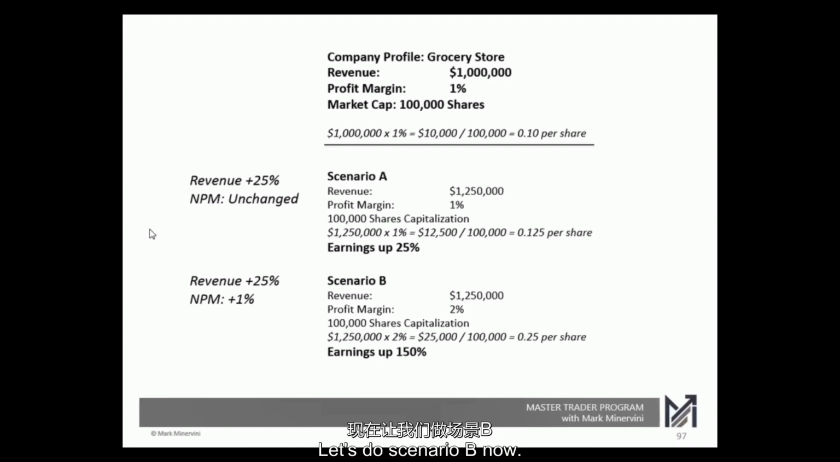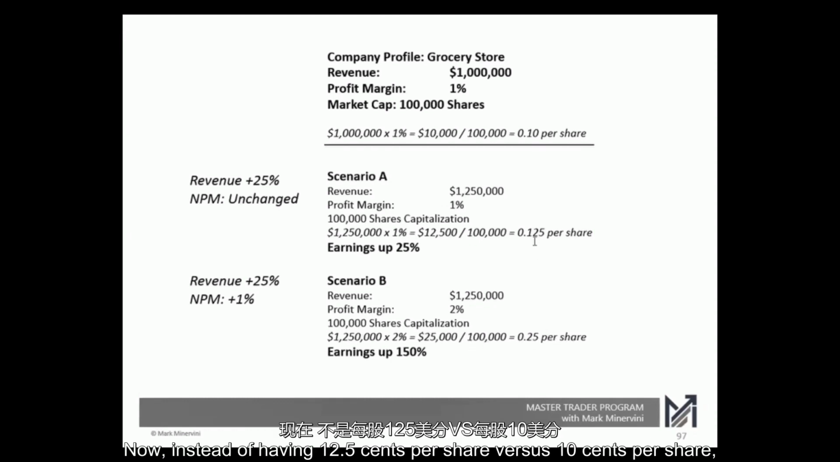Okay, let's do scenario B now. Revenue is up 25%, just like in scenario A. We went from 1 million to 1,250,000. However, margins are going to go up just 1%. We're going to go from 1% to 2%. Now we take 1.25 million times 2% equals 25,000, divided by 100,000 shares is 25 cents per share.